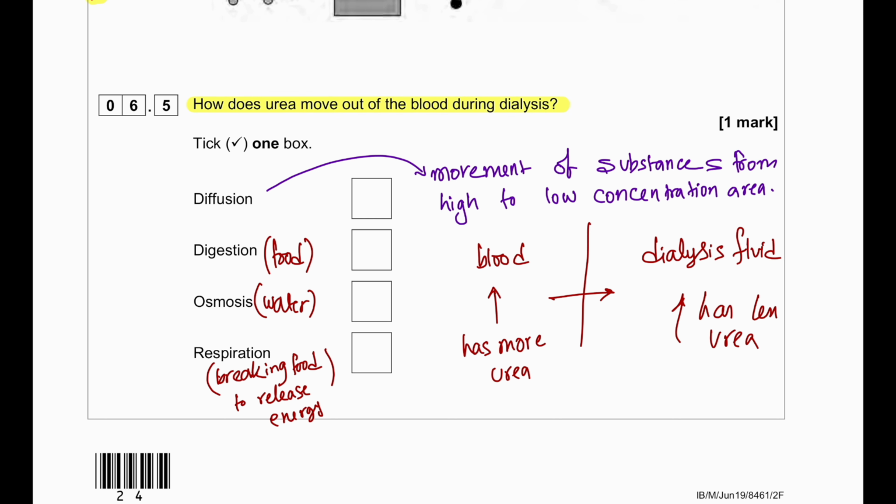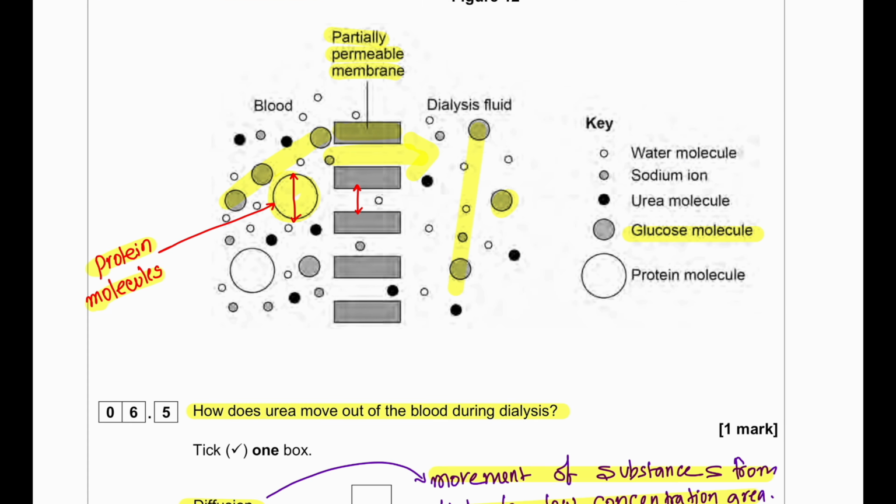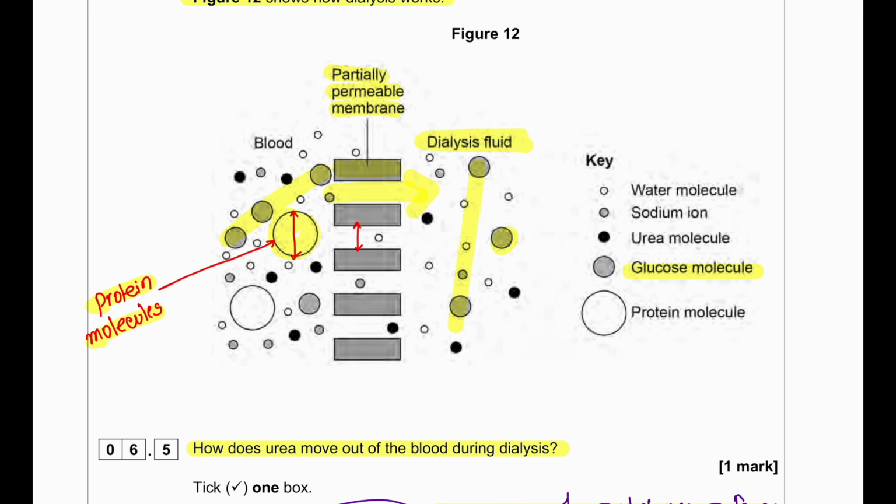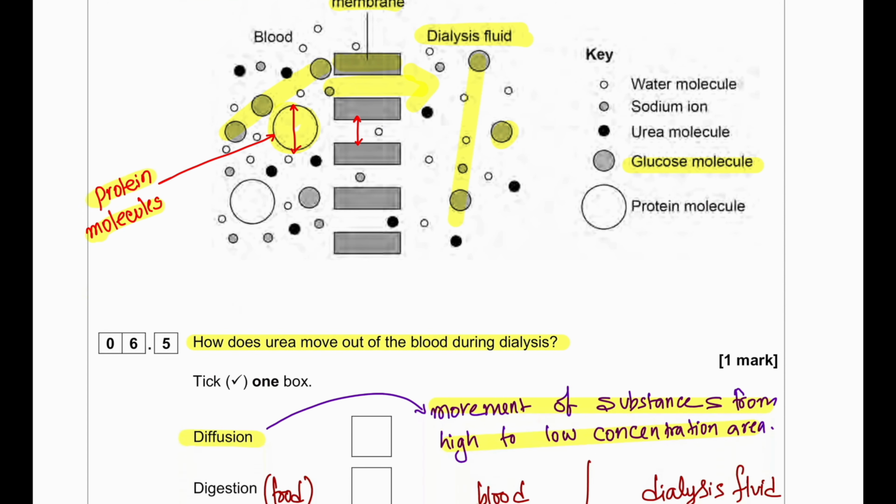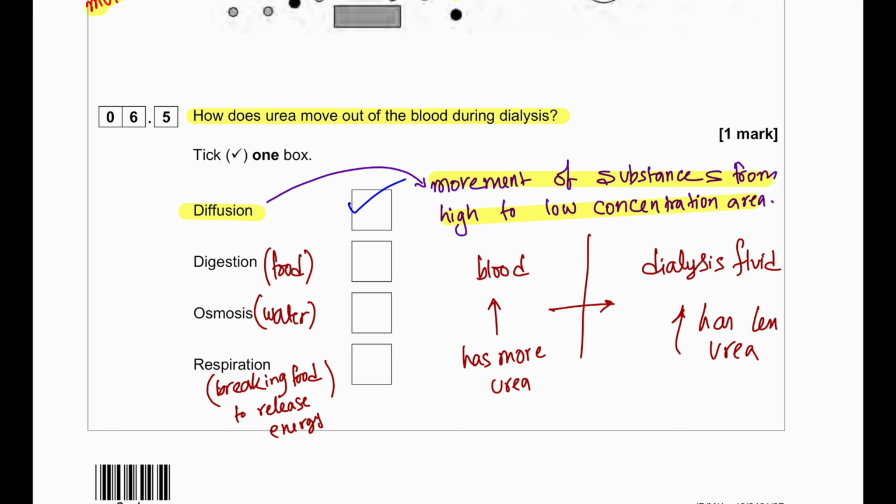Let's see what are the processes mentioned here. First of all, diffusion. Diffusion is the movement of substances from a region of high concentration to low concentration. We know that dialysis fluid has no urea at all in the beginning. So urea will just move out through diffusion. The other processes are not correct because they relate to digestion, which is basically food breaking down, osmosis, movement of water, and respiration, which is the breaking down of food to release energy.